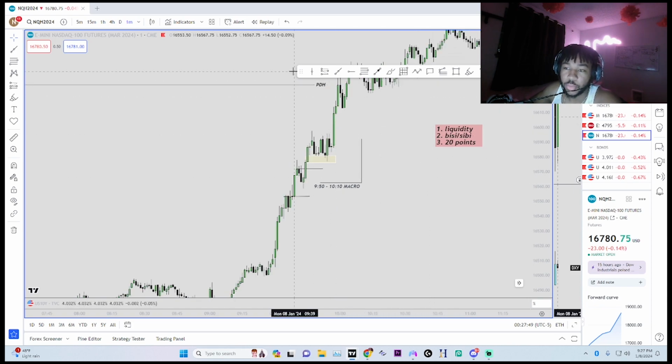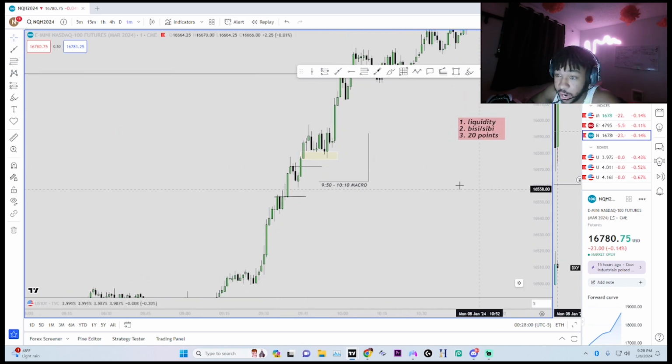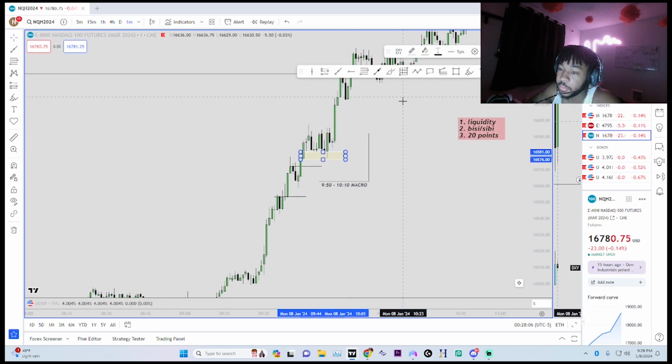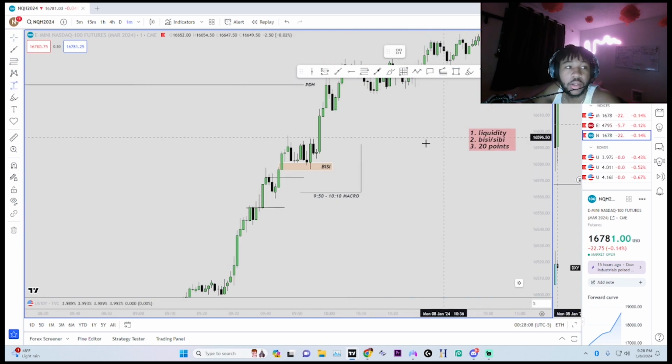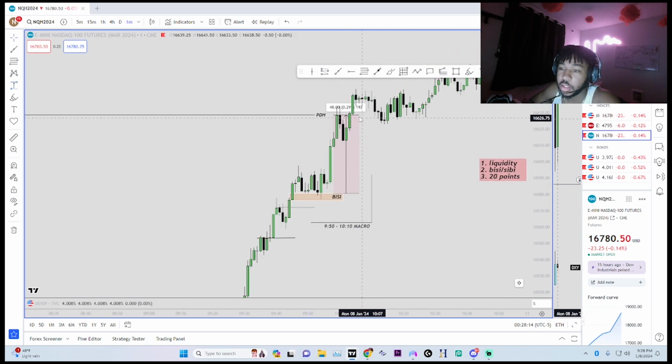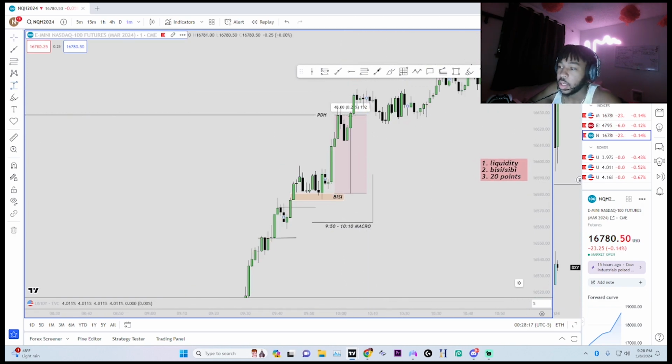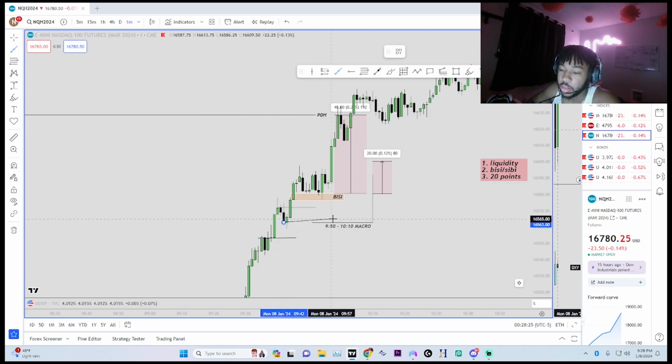That leads to our checklist. One, do we have liquidity? That's one check, right here, previous day high. Do we have an inefficiency, a busy or a SIBI, which is right here inside the macro? We're going to label this as busy. And also, do we offer 20 points? From this busy, it seems like we get a great deal of 48 points. You can buy here, stop loss here, and let it rip. So let's move on to the next example.